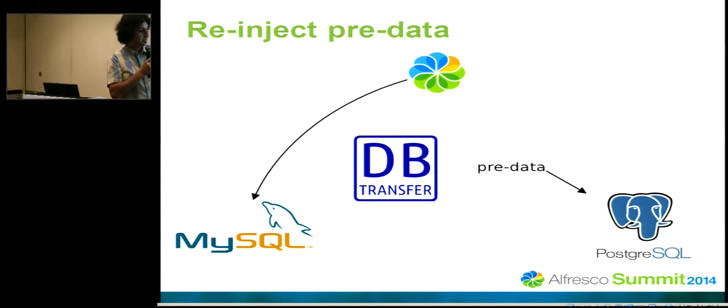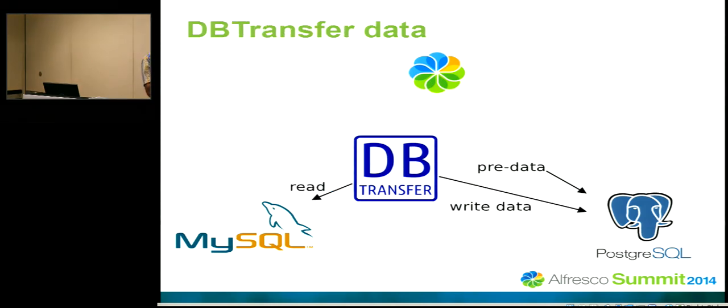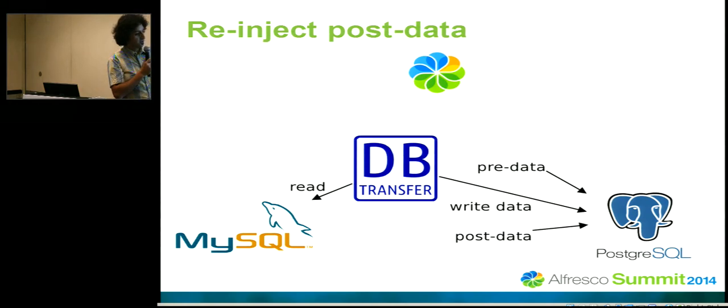So you first inject the pre-data to get the tables and the correct types for the columns and everything, and then you use DB transfer to read from MySQL, once your Alfresco is stopped, and then you write everything into the PostgreSQL. So this is really good because you don't need to fix stuff. DB transfer is going to do it for you. So you're ready with that part, and then you need to fix all the constraints and all the foreign key stuff, which is also part of the schema, and that is done with the post-data dump that you did in the beginning. But you're not done yet.